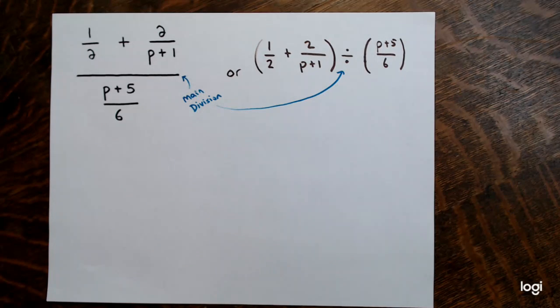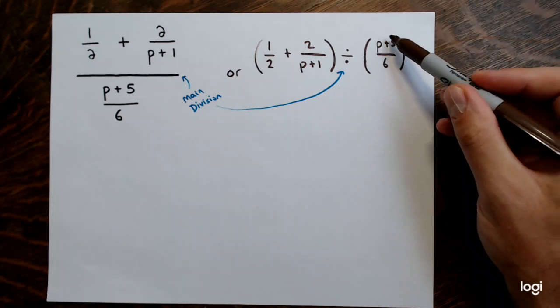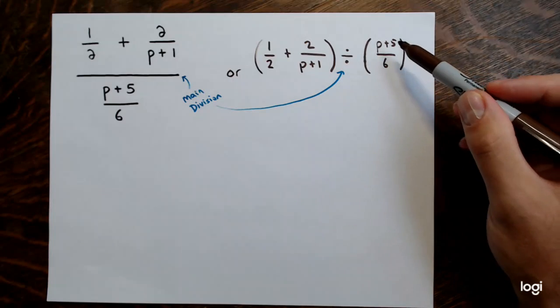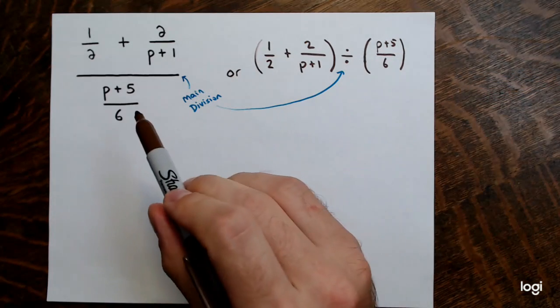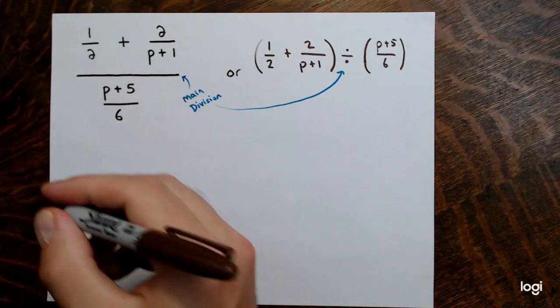And I see why this one's a little nicer, because I don't have to do as much work. See how the denominator is already a single fraction? It's p plus 5 over 6. So the only thing I have to do this time, before I change division into multiplication by the reciprocal, is just work with the numerator.